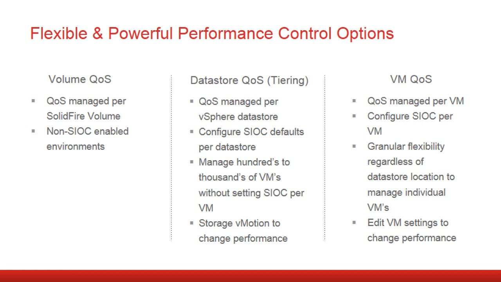some really interesting new design scenarios. The one on the left is volume QoS. That is basically what it was before. Or if you're in an environment where you don't have SIOC enabled, you set SolidFire volume level QoS and you're off. The next one is VMware datastore QoS, effectively tiering, that noisy neighbor scenario we looked at earlier where we went performance 0, 1, 2, and 3. This is where we could set performance at the datastore level and simply by doing vMotions, storage vMotions, be able to tier our virtual machines.